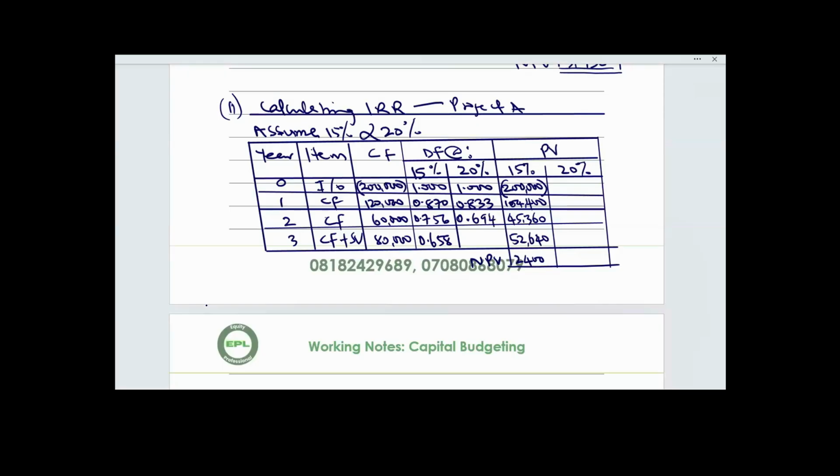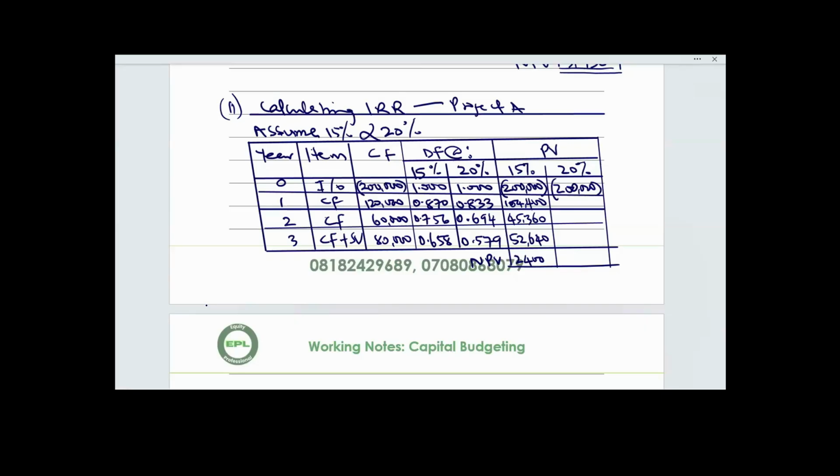Okay, year three, 0.579 approximately. So let's get the present value. Here will be 200,000.